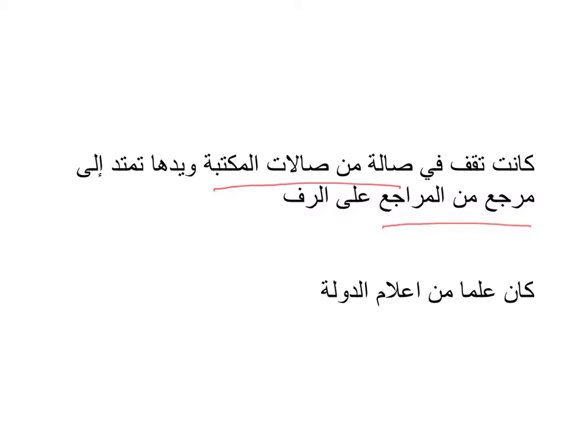So this example is a sentence in the corpus that had two examples of this construction in the same sentence. The second example, talking about a man who just died, says kana alaman min a'lam ad-dawla, meaning he was one of the leading figures of the state. But instead of saying "one of the," you could have said ahad a'lam ad-dawla. They say he was a leading figure from among the leading figures of the state.